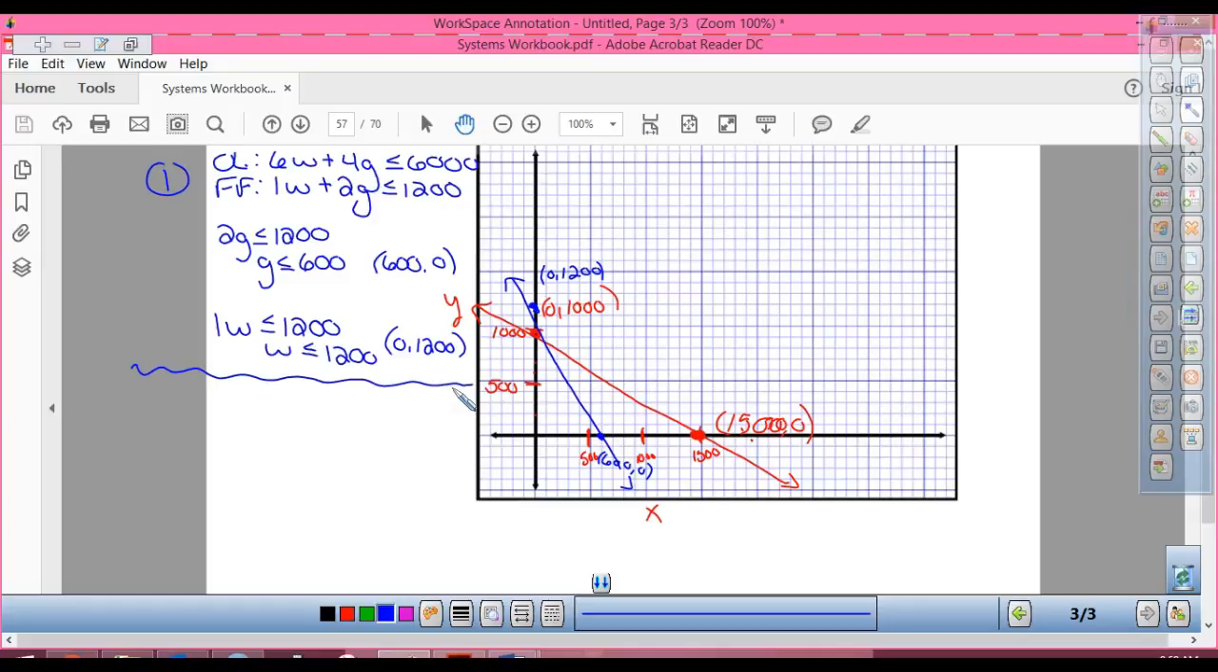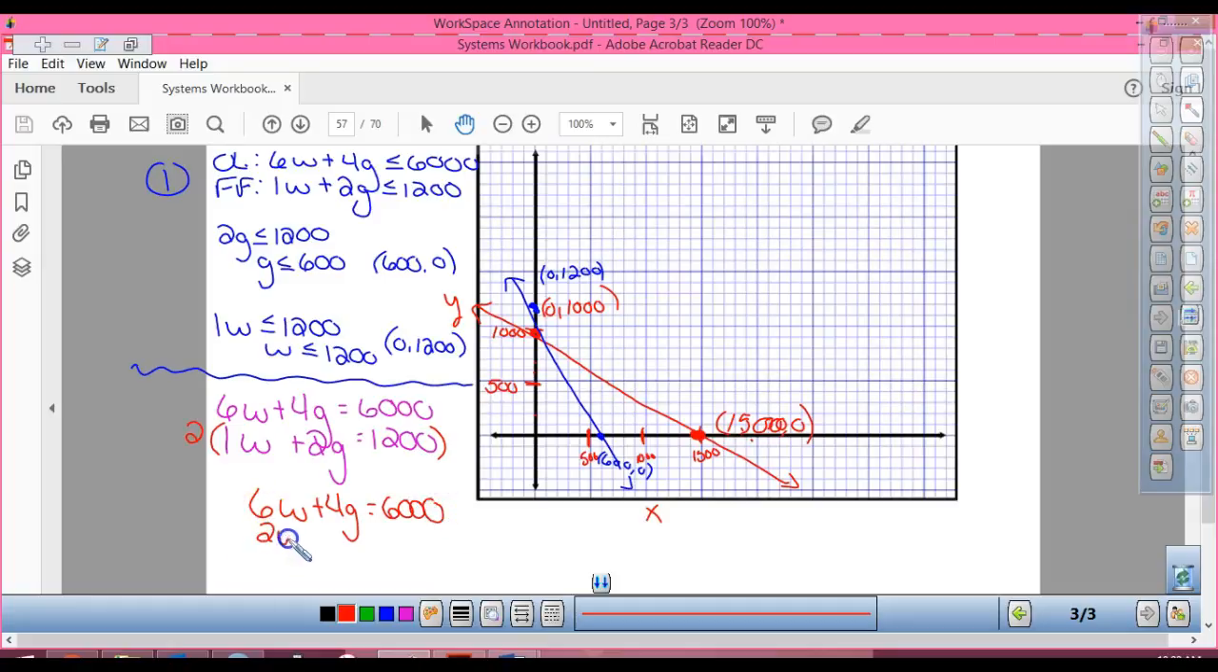Alright, step two, we have to figure out where those guys intersect. Right? So let's write these with an equal sign. We've got 6W plus 4G equals 6,000. 1W plus 2G equals 1200. Okay. Let's solve this by elimination. What do we have to multiply the bottom equation by? 2. Okay, we can do 6 or 2. It doesn't matter. Let's do 2. So my top equation, I still have 6W plus 4G equals 6,000. Bottom equation is going to be 2W plus 4G equals 2,400.